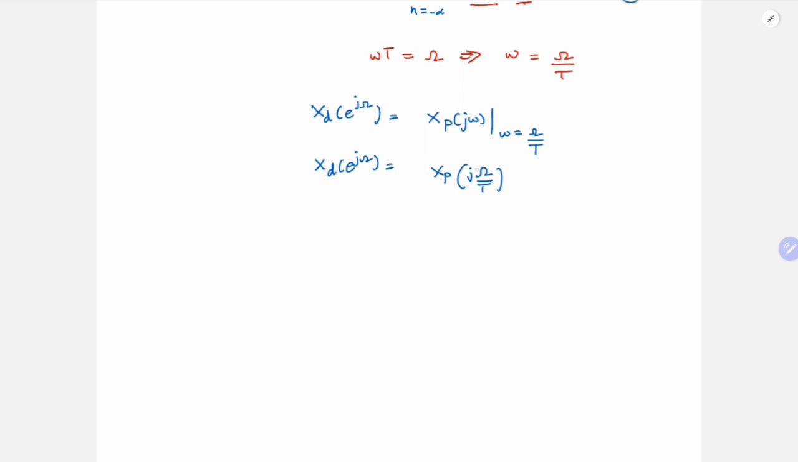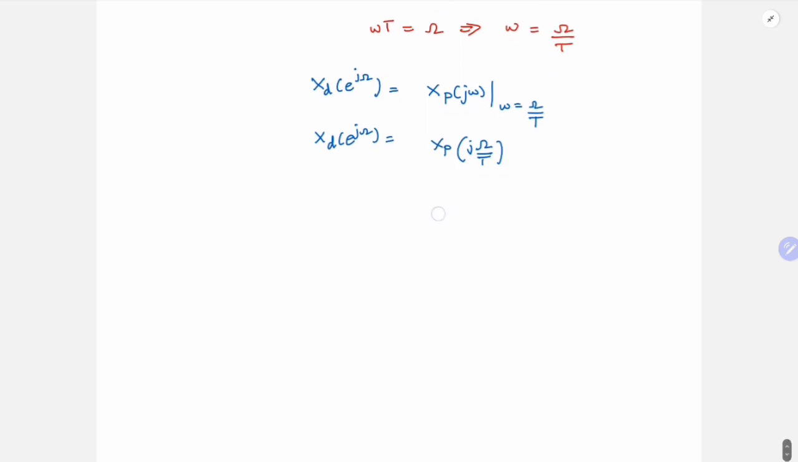Now if you have to relate it back to the continuous time x of t, we know that Xp of j omega was written like 1 by T summation k equal to minus infinity to infinity Xc of j into omega minus k omega s, where omega s is the sampling frequency. So we already saw in the previous lecture that when we sample the continuous time input, the frequency response gets shifted by omega s in the frequency domain.